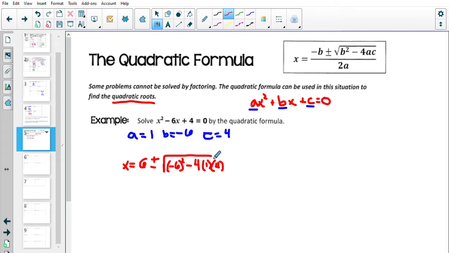Okay, now notice my square root didn't go all the way over, so I'm going to extend that over the entire thing. And then I'm dividing the entire equation, the entire part, not just the square root, but the entire thing by 2 times a, so that's 2 times 1. Okay? So now at this point I've done a majority of the work, now I just have to simplify it.